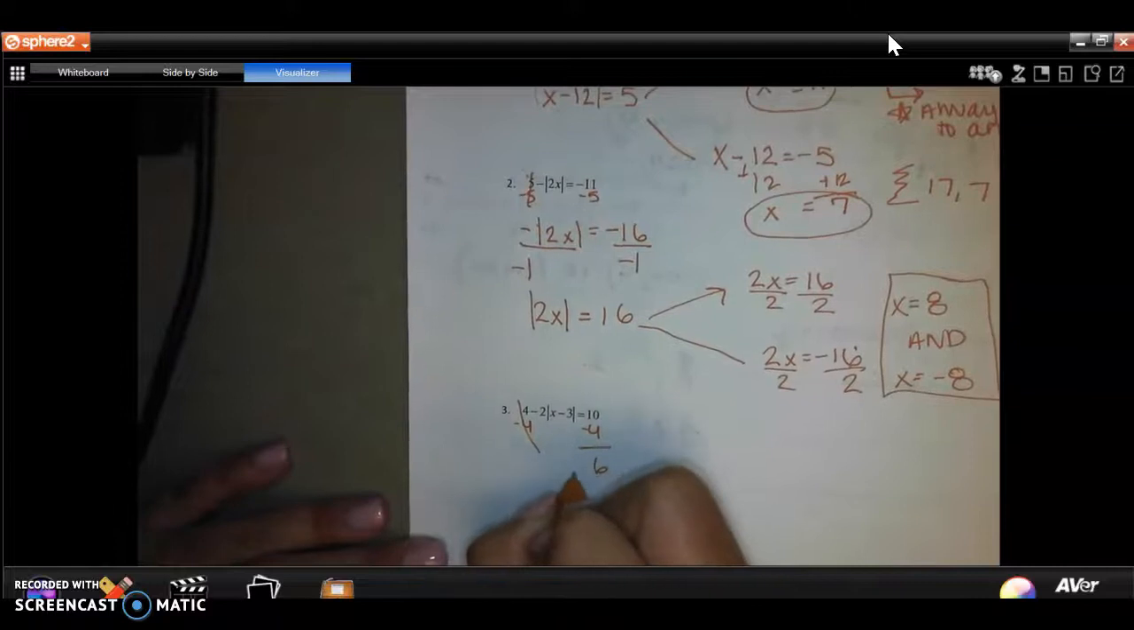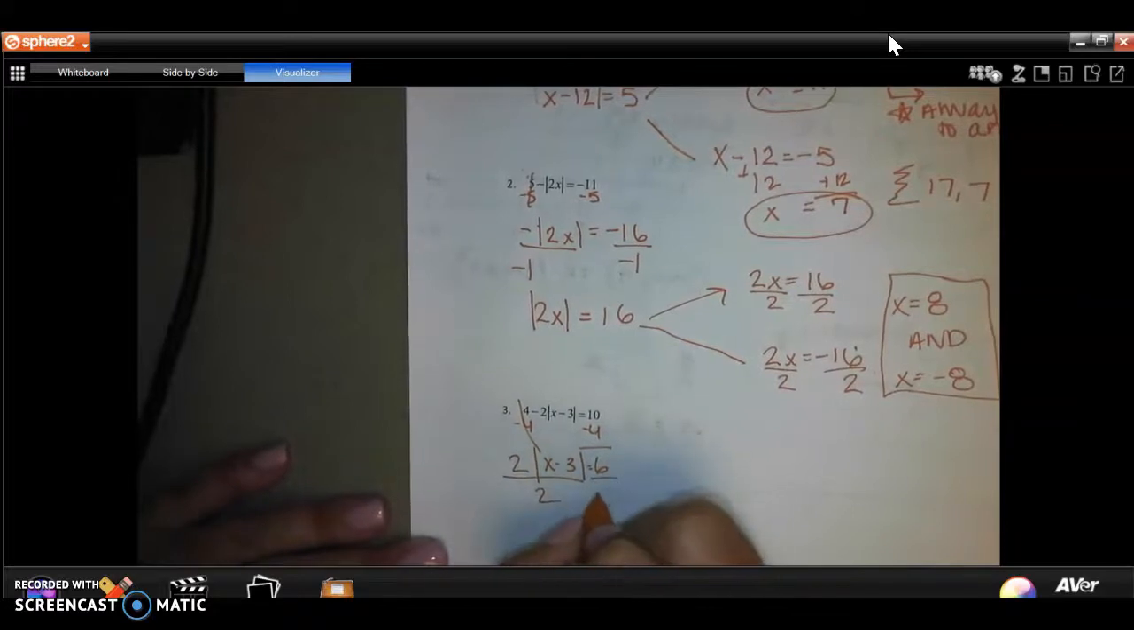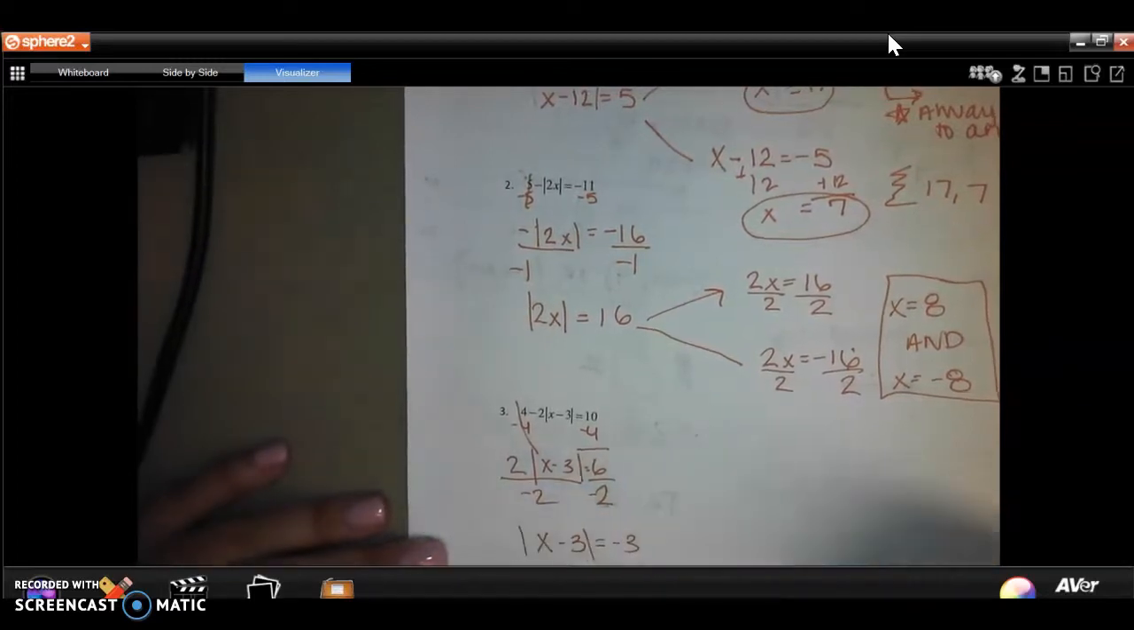By, you get 6 is equal to, we're going to bring all of this down, divide by 2. All right. 10 minus 4 is 6. Oh, you know what? We're dividing by negative 2. All right. So I get x minus 3 is equal to negative 3 in the absolute value bars.